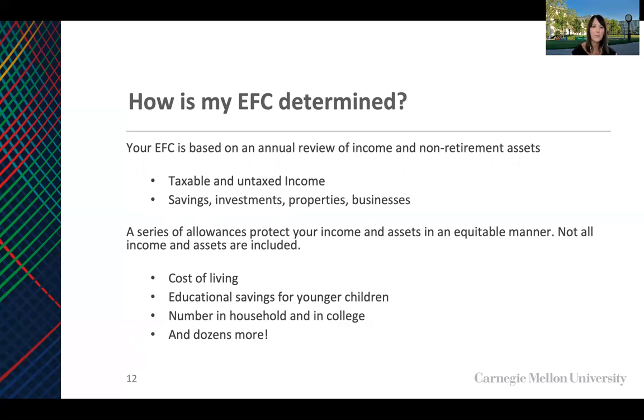Some other things that may be factored in are educational savings for younger children and the number in the household in college. So if there are 2 of you in college at the same time, that's obviously different than just one being in college at a time. There are dozens more, so each college and university may use different allowances. There are things for older parents as far as savings, like an income allowance for older parents. We understand that you have less time to save for your retirement, so that is an allowance that can be factored into the methodology.